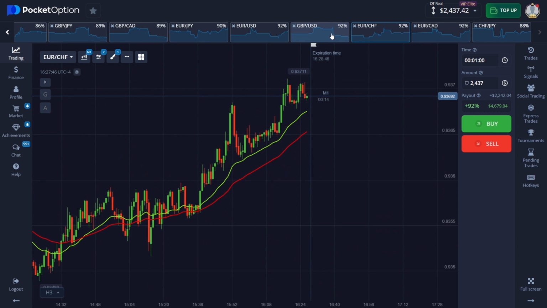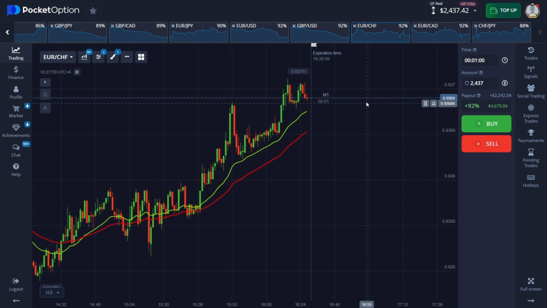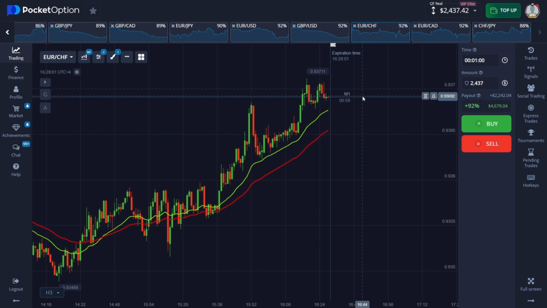Alright, on this CHF pair we have a trade, but if this candle gives us an entry, we can try for the upside move. The candle closed as a green candle, so we will avoid that.